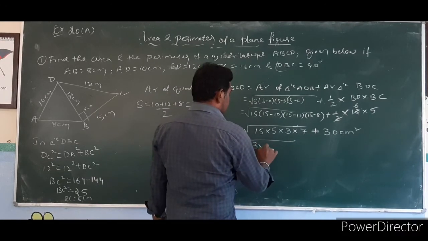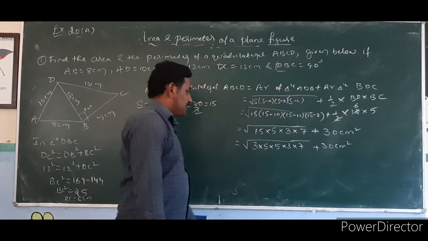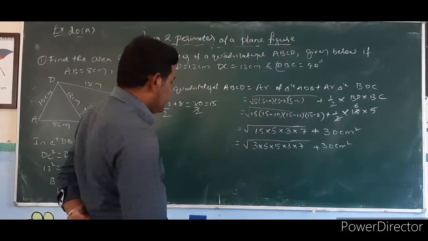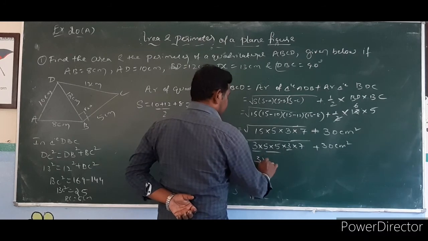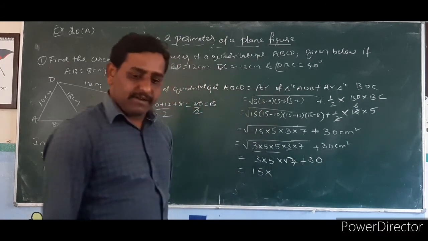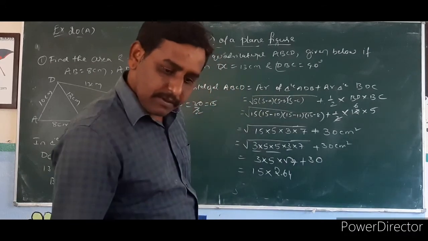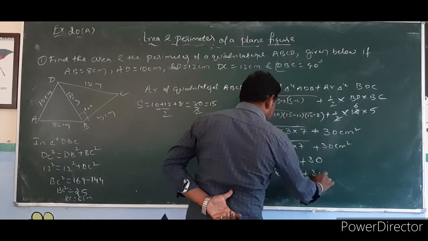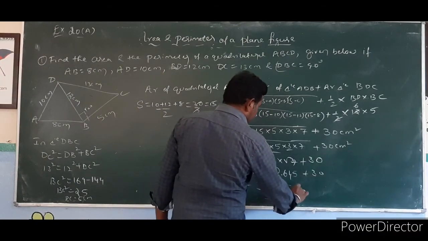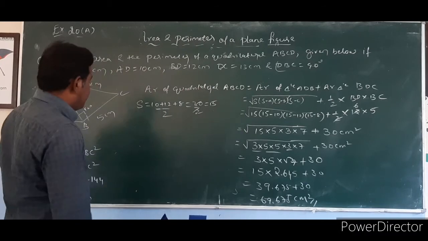So here 3 into 5 are 15. So you can take 3, 1 3 and 1 5 into root 7 plus 30, 15 into root 7, value is 2.645, 30, you are getting, if you multiply 39.675, 30, you are getting 69.675 centimeter square area.